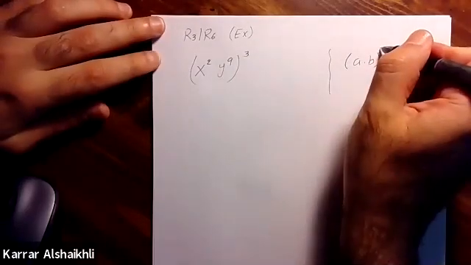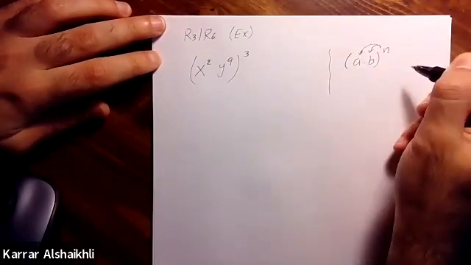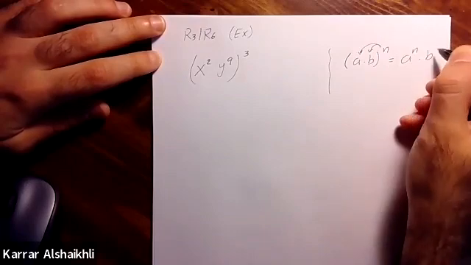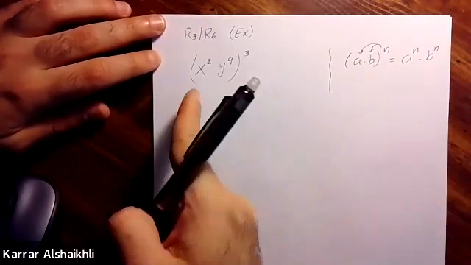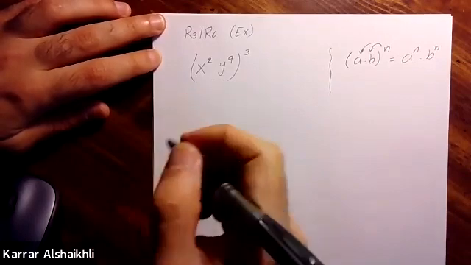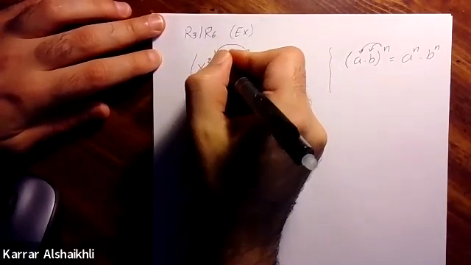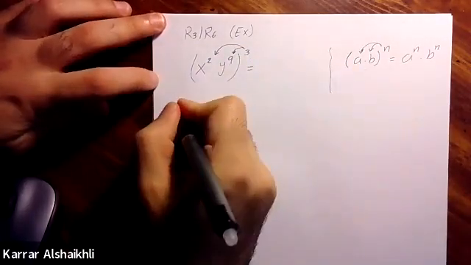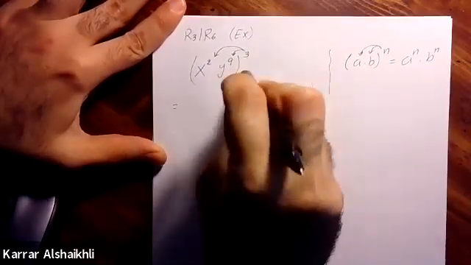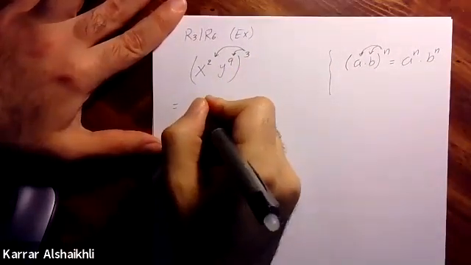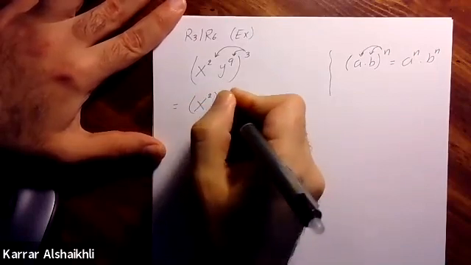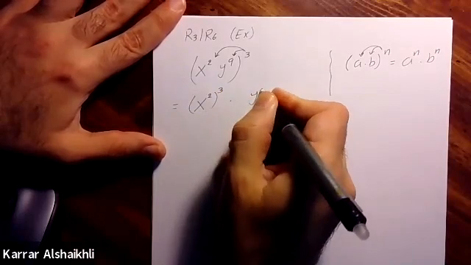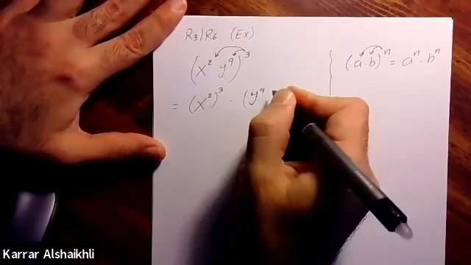You're going to distribute the exponents here and here. So it's going to be a to the exponent n times b to the exponent n. The same thing here. I'm going to use exactly the same rule. I'm going to distribute the exponents here and here. So this one is going to be equal, I'm going to write down the result here. It's going to be x squared to the power 3 times y to the power 9 to the power 3.